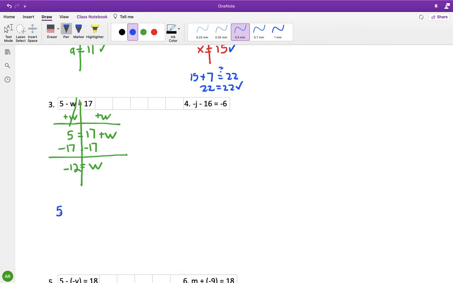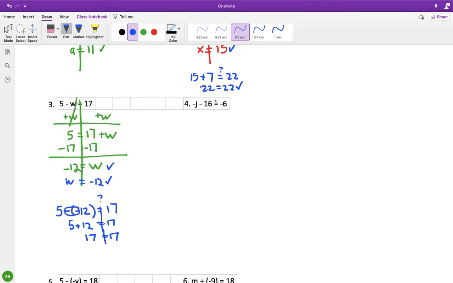Now I can check that by plugging negative 12 back in. So 5 minus negative 12 equals 17. Remember, when you're subtracting a negative value, this is actually an addition problem because you're getting rid of a negative. So 5 minus negative 12 is actually 5 plus 12. 5 plus 12 is indeed 17, which means our answer of negative 12 equals w, or we could rewrite it this way, is correct.